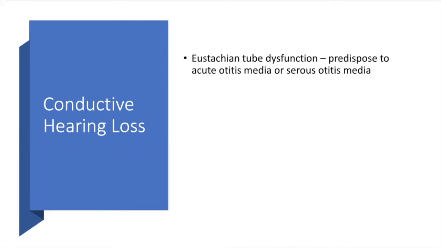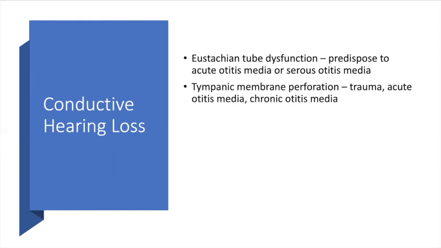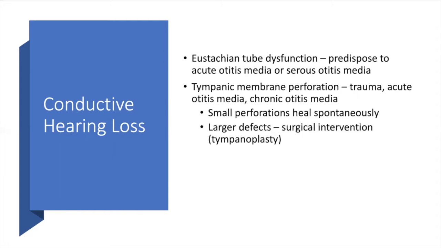Eustachian tube dysfunction is extremely common in adults and may predispose to acute otitis media or serous otitis media. Trauma, acute otitis media, and chronic otitis media are the usual factors responsible for tympanic membrane perforation. While small perforations often heal spontaneously, large defects usually require surgical intervention.